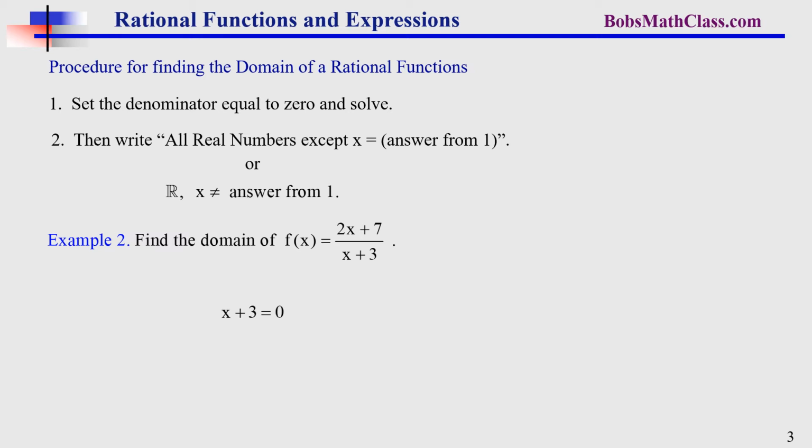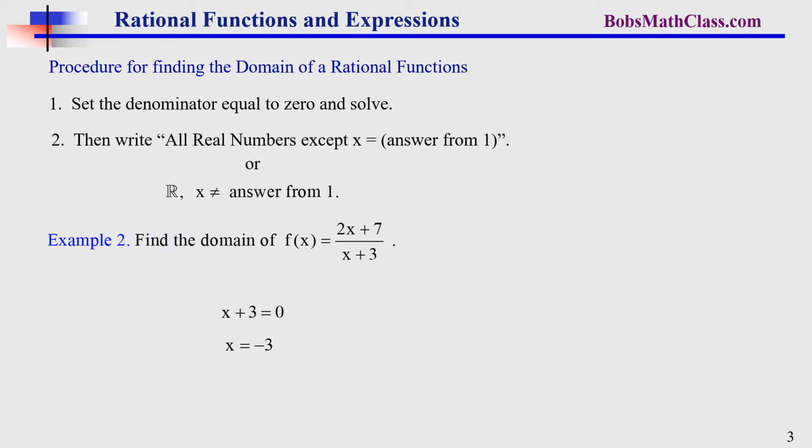Okay, so here's our denominator, x plus 3, and put equals 0. And now solve. Subtract 3 on both sides, so that gives you x equals negative 3. Are we done? No, that was just step 1. We're halfway there. We don't want to get half credit, do we?